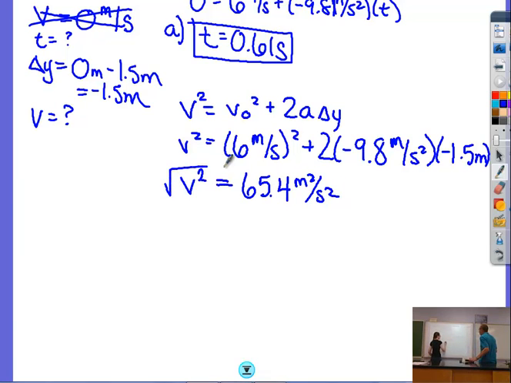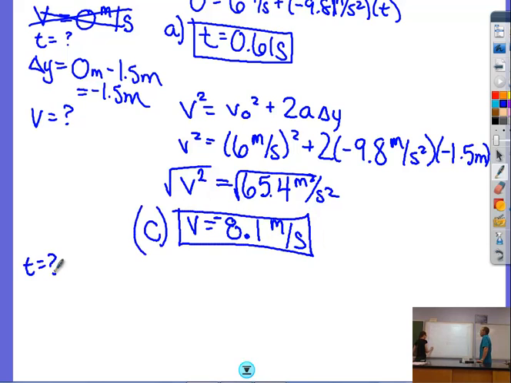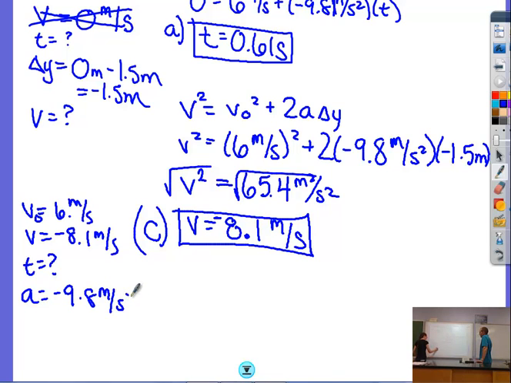But again, we have to think about, what do we mean? Do we mean positive or do we mean negative 8.1 meters per second? Because the ball is actually falling back down, we know it's a negative 8.1 meters per second. Now we know the initial velocity is 6. We know the final velocity for the whole trip is negative 8.1. We know the acceleration. So the first equation should work excellent for this.